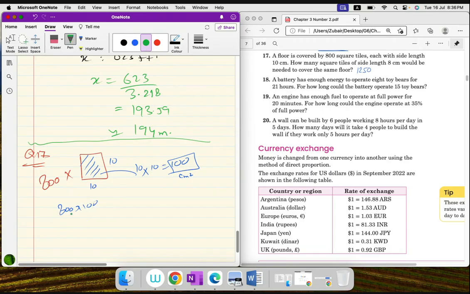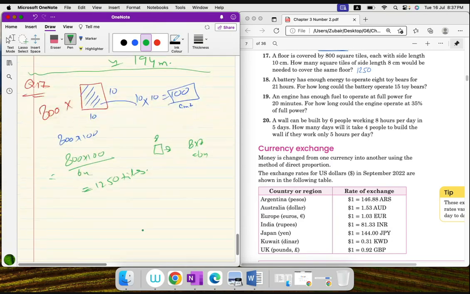So this area now needs to be covered with 8 centimeter by 8 centimeter tiles. So 800 into 100 divided by 64, since 8 into 8 is 64. So I need 1250 tiles. Okay, sir.